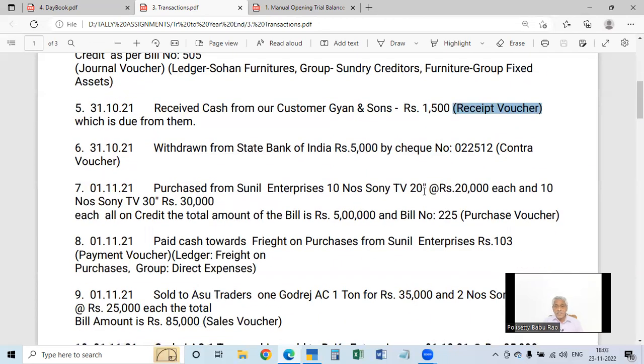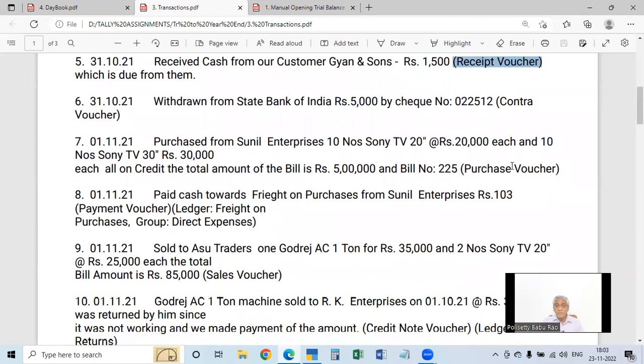10 numbers Sony TV 20 inches at 20,000 each, it will take 2 lakhs. Then Sony TV 30 inches, 10 numbers at 30,000 each, that will be 3 lakhs. The total will be 5 lakhs. That will show. These are all entered in the purchase voucher.